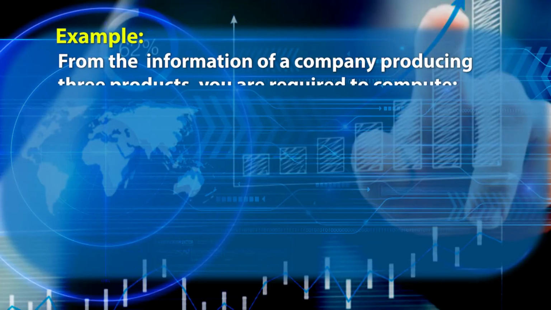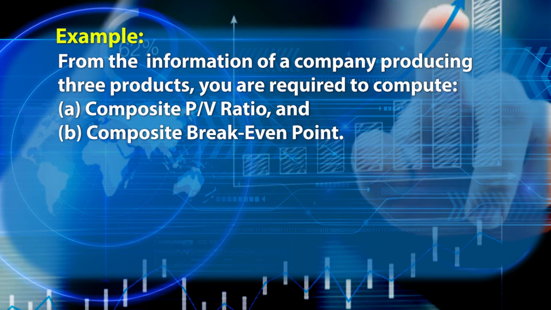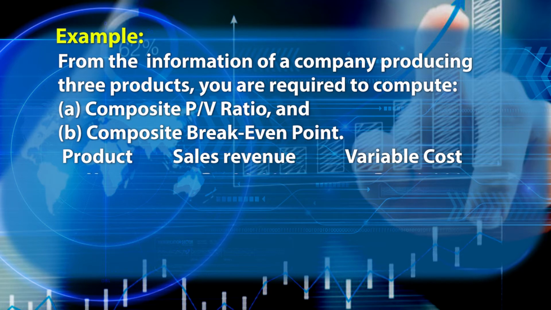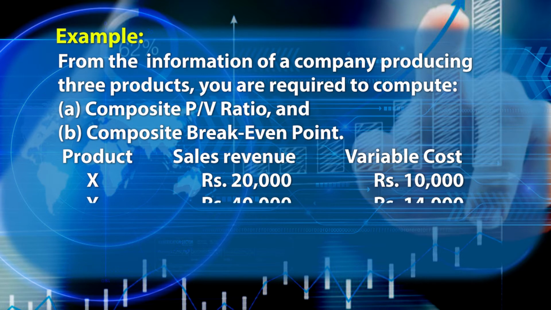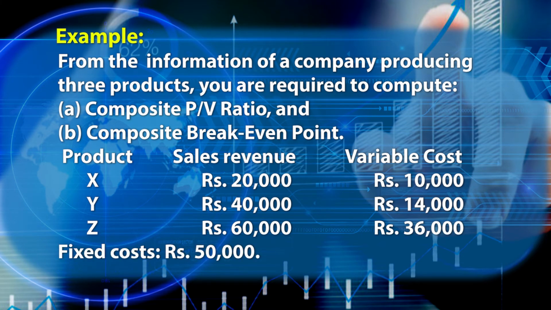From the information of a company producing 3 products, you are required to compute composite PV ratio and composite break-even point. Product X sales revenue is rupees 20,000 and variable cost is rupees 10,000. Product Y sales revenue is rupees 40,000 and variable cost is rupees 14,000. Product Z sales revenue is rupees 60,000 and variable cost is rupees 36,000. Fixed cost is rupees 50,000.